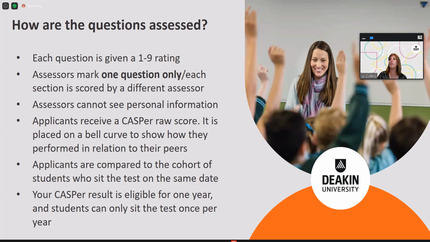You receive a CASPer raw score, and this places you on a bell curve to show how you performed in relation to your peers. And then applicants are compared to the cohort of the students who sit that test on the same date. The CASPer result is eligible for 1 year, and students can only sit the test once per year. So Jo, we've had a couple of questions coming in. Perhaps we should go to some of the questions.